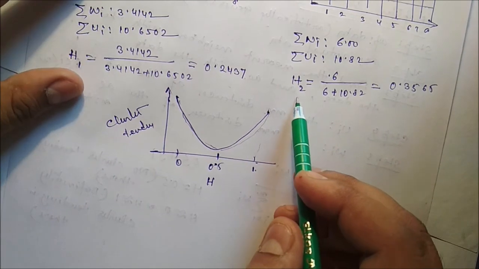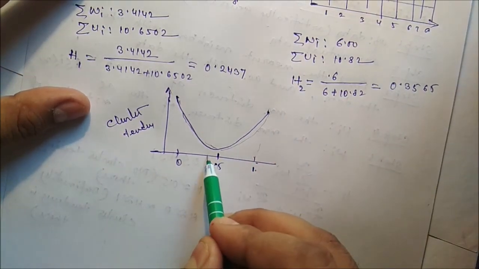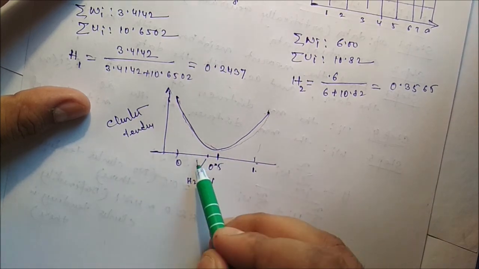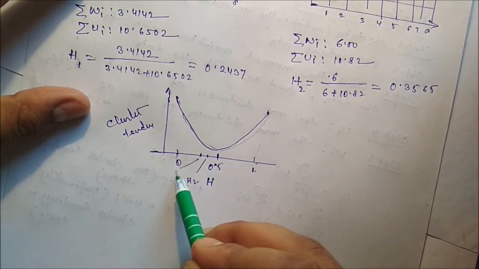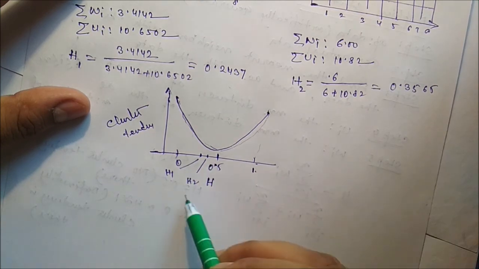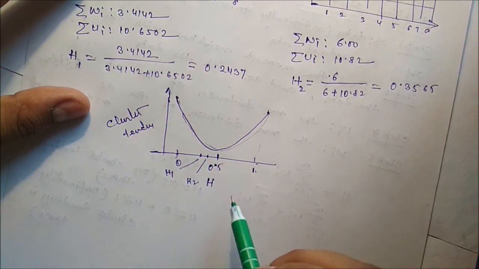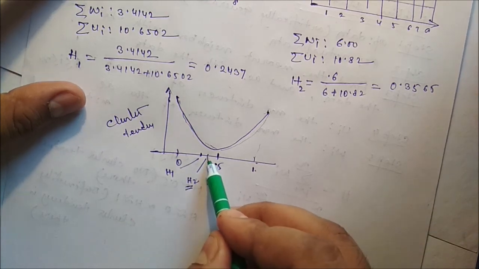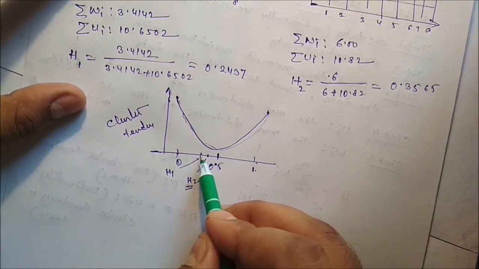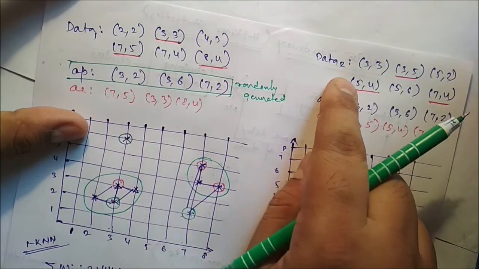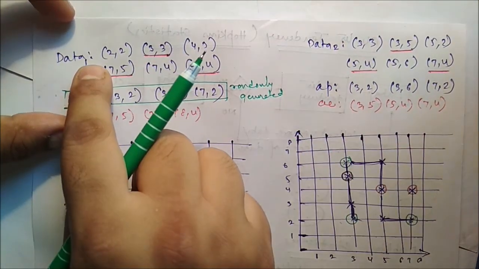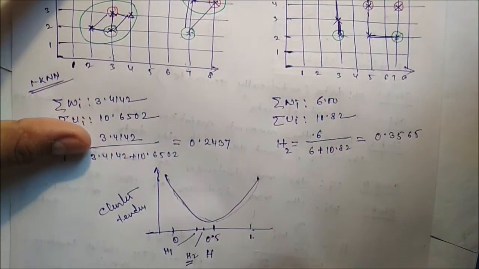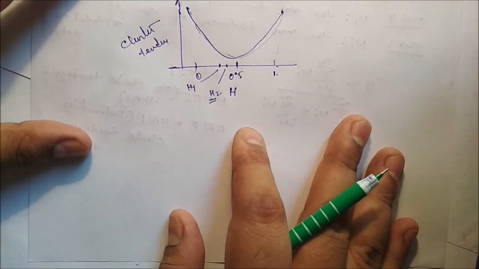So here you can see the H2 value is 0.35, so it is somewhere here. This is our H2, and H1 is somewhere here. From this particular plot you can say H2 is very near to 0.5. That means it has less clustering tendency than this one. So data 2 has less clustering tendency than data 1. In this way we can check the clustering tendency with the Hopkins statistic.